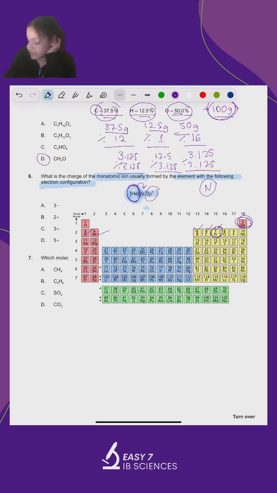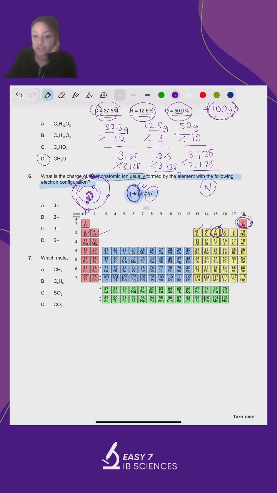And so therefore, what are we going to do? We're going to find the charge on the monoatomic ion that nitrogen usually forms. So what charge does nitrogen tend to form? If we draw out nitrogen, it looks like this. We have the nucleus in the middle, and we have 2 electrons in the inner shell, because nitrogen has 7 total electrons. So 1, 2, and then 3, 4, 5, 6, and 7.